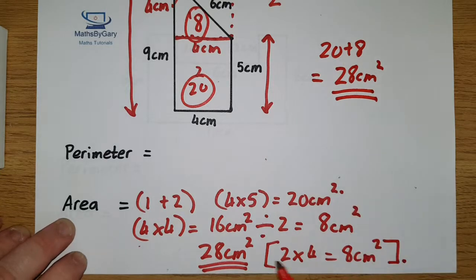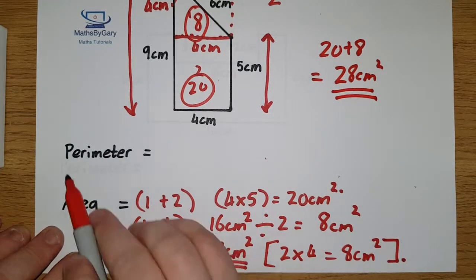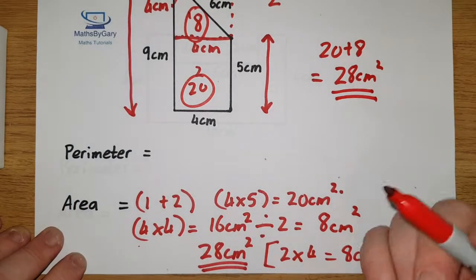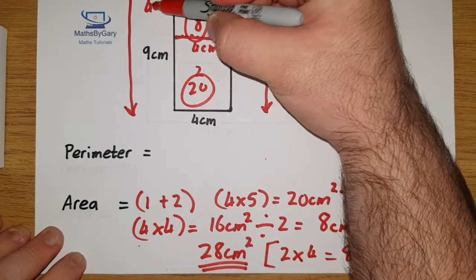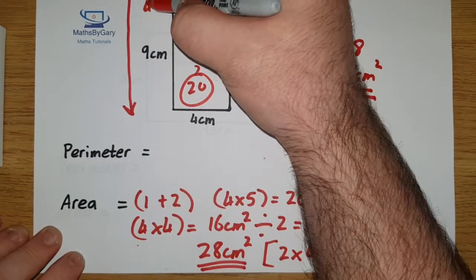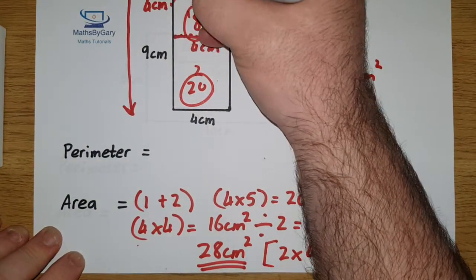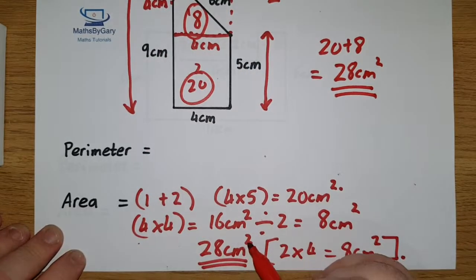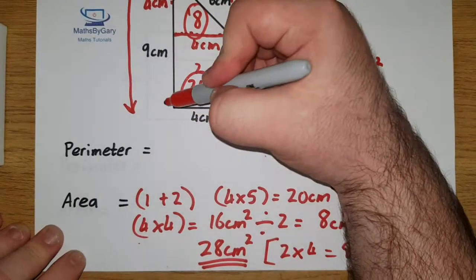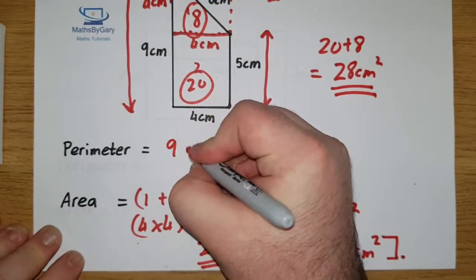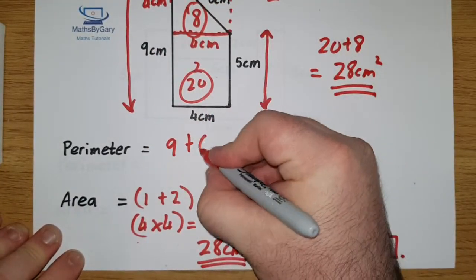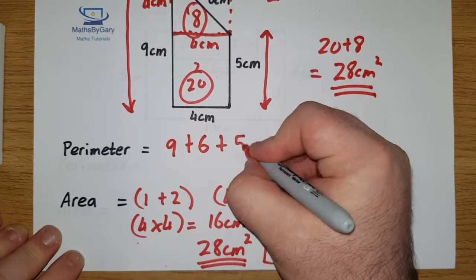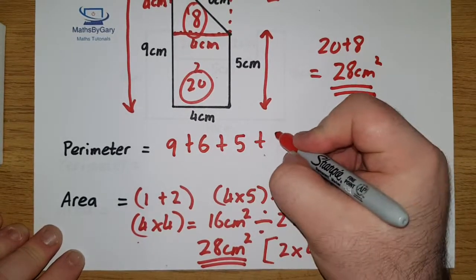Now, the reason I decided to do the area first and not the perimeter was simply because I wanted to find out what size, what length it was from here to here. So now we look at it, everything is all jotted out, and the perimeter is simply 9 plus 6 plus 5 plus 4.